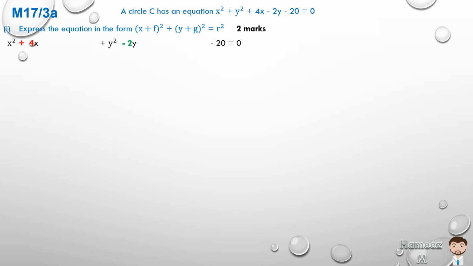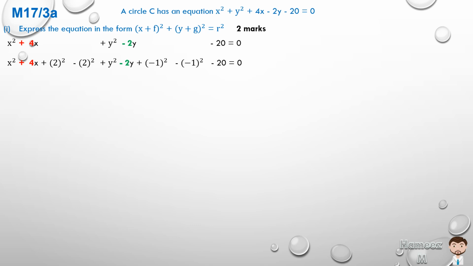And if we look at the x values and try to complete the square, what we'll do is take the coefficient of x, which we have in red, and find half of it. So we're going to add the square of that and minus the square of that. We've done completing the square already in section 1. So that will give us x squared plus 4x plus 2 squared minus 2 squared. So we're adding 2 squared and we're minusing 2 squared, so we're not changing the value of the equation.